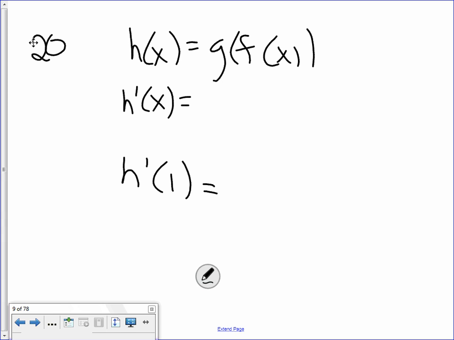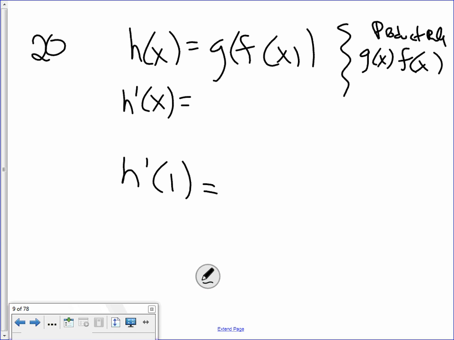Yeah, if it was g of x, see, if this said g of x times f of x, that's a product. Then we would use the product rule. But this is not g of x times f of x. This is g of f of x. We're plugging f of x into g. So this is definitely chain rule.